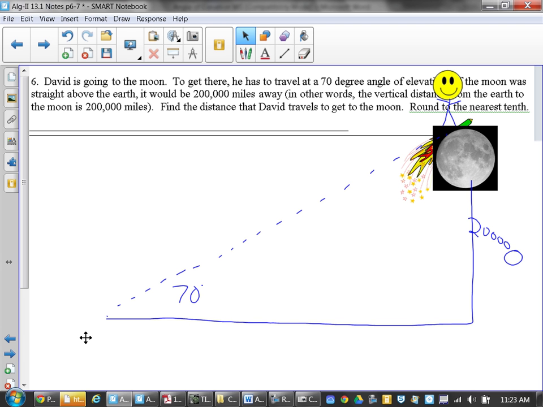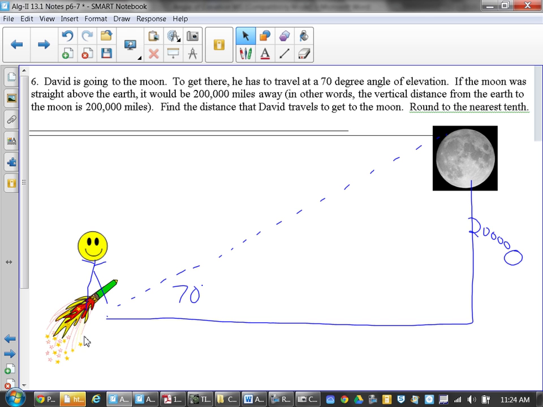So in order for David to go to the moon, how far will David have to travel? He's got to travel the hypotenuse, doesn't he? So what trig function? I have to use sine in this case. I have to find the hypotenuse given my opposite. So we have the sine of 70 is 200,000 over x. When you have the variable in the denominator, you just flip-flop the trig function.